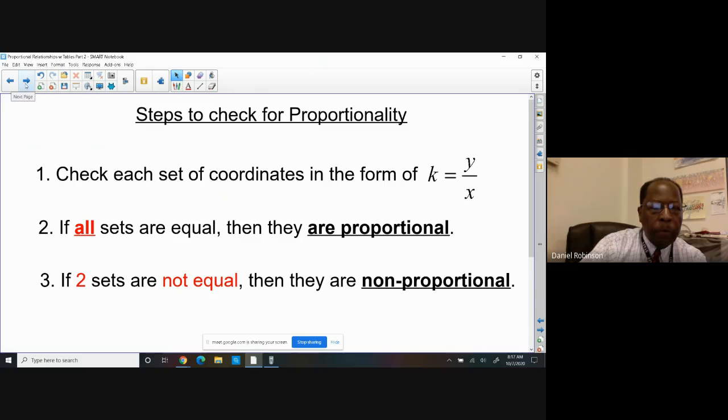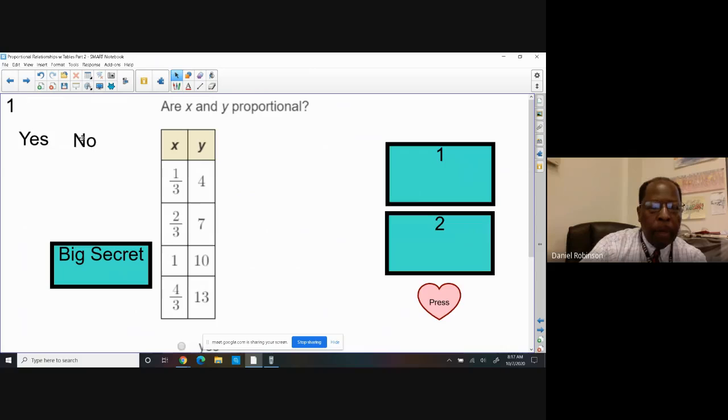So let's go and show you what we're talking about. Here's our first question. Are x and y proportional? Yes or no? Here's our x column and here's our y column.